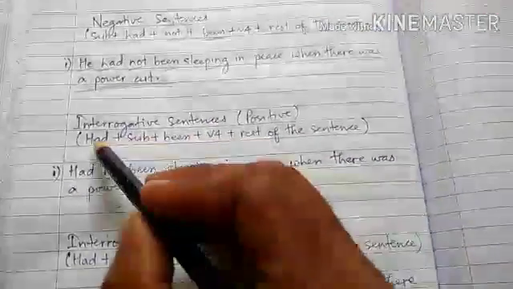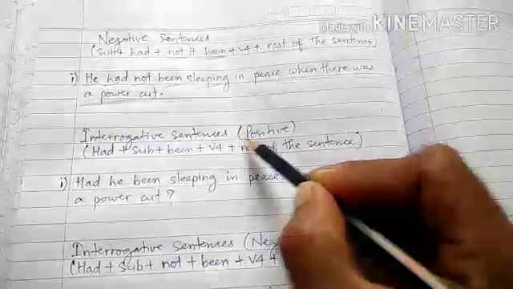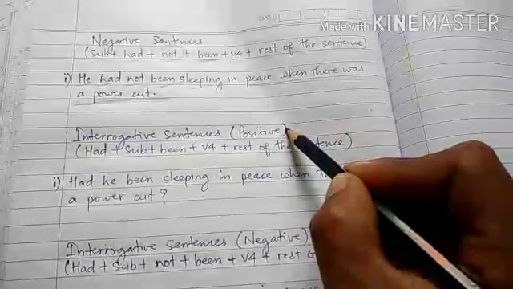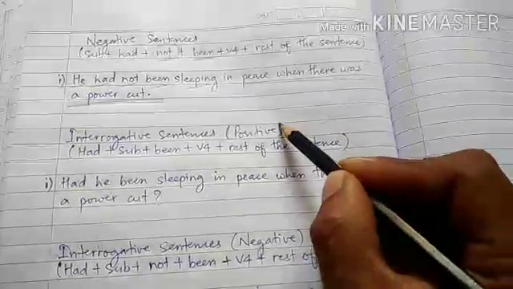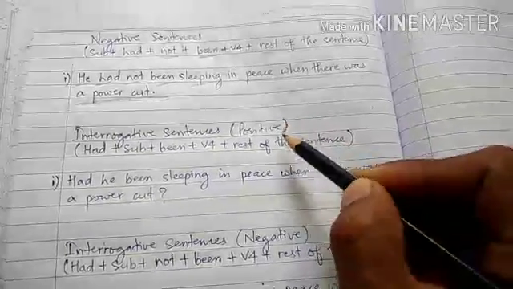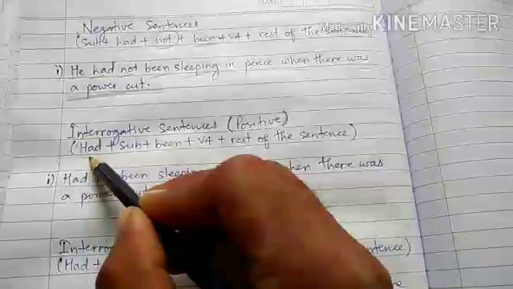Now we will move to interrogative sentences, but positive. Positive interrogative sentences. The structure of positive interrogative sentences in the past perfect continuous tense. So here we are framing interrogative sentences by using the helping verbs, and here in the past perfect continuous tense had is used as the helping verb.